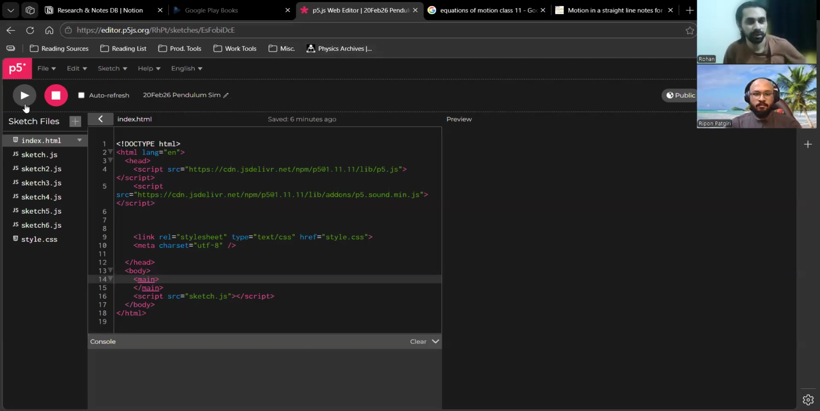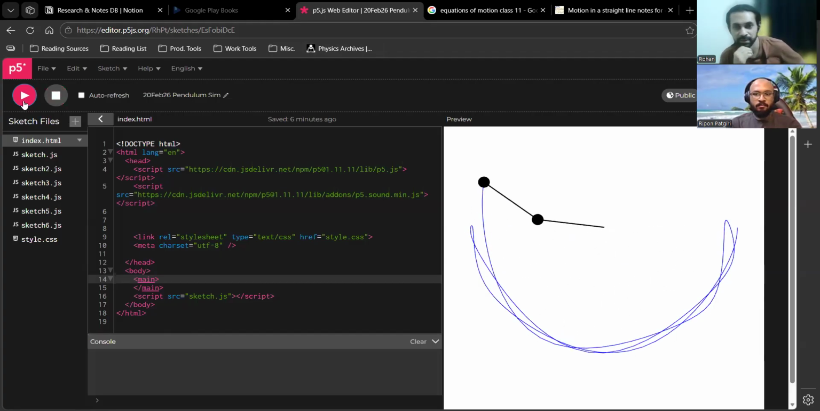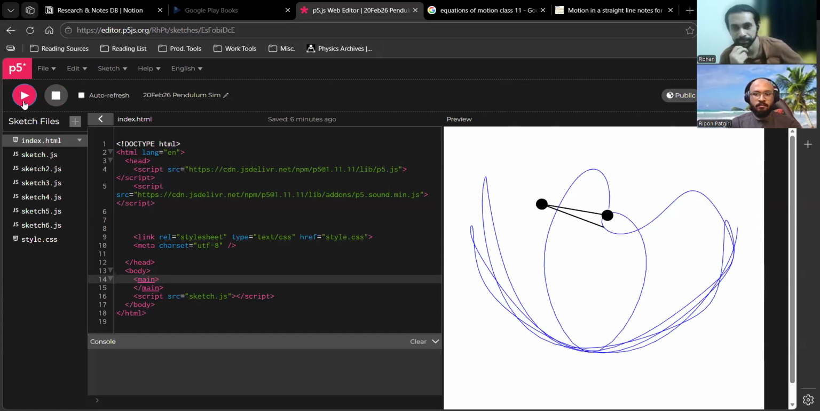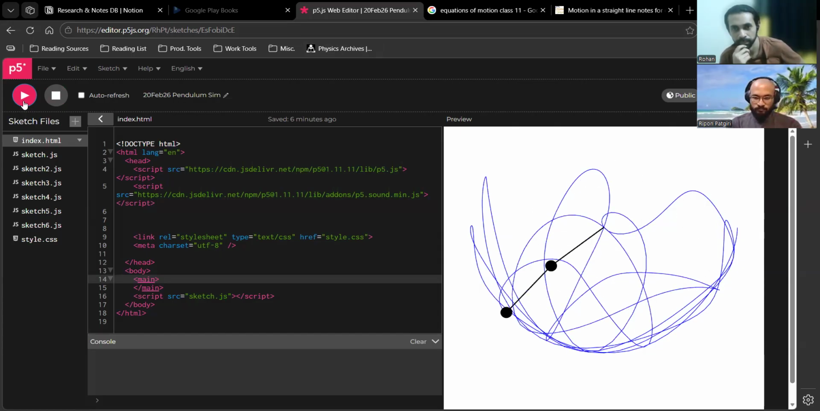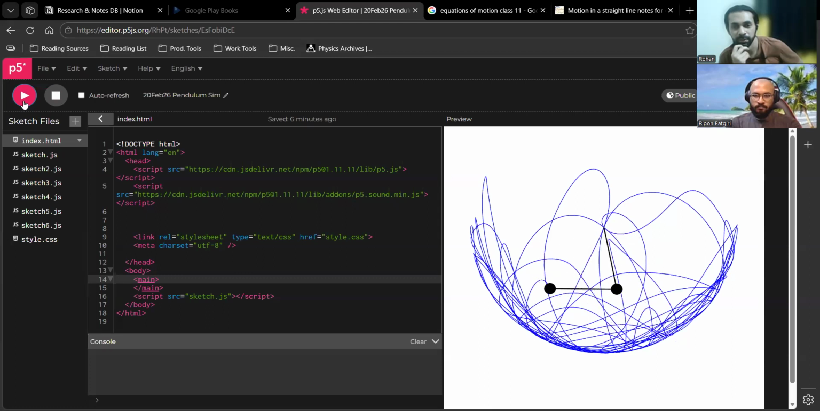So let me just start with a simple one, and I'll go to the more complex ones. So this is what a double pendulum looks like. As you can see, it is moving quite erratically. It doesn't seem to have any pattern. But that's not the most important thing. For something to be predictable, it doesn't have to have a pattern.